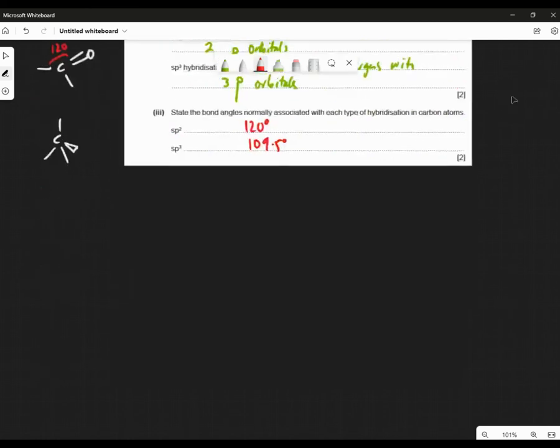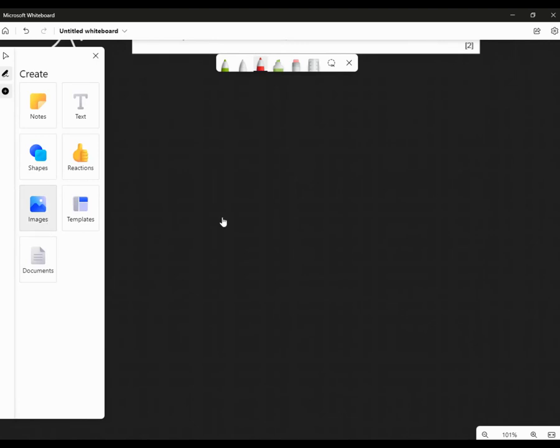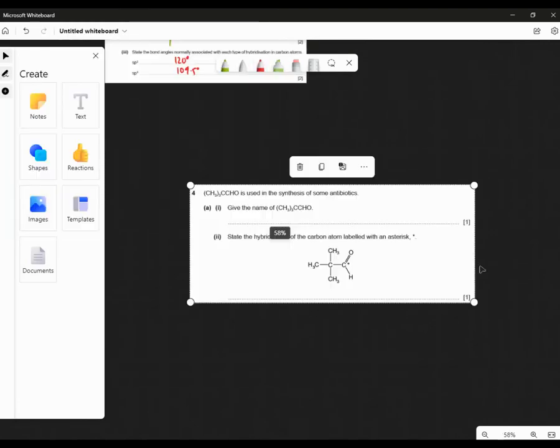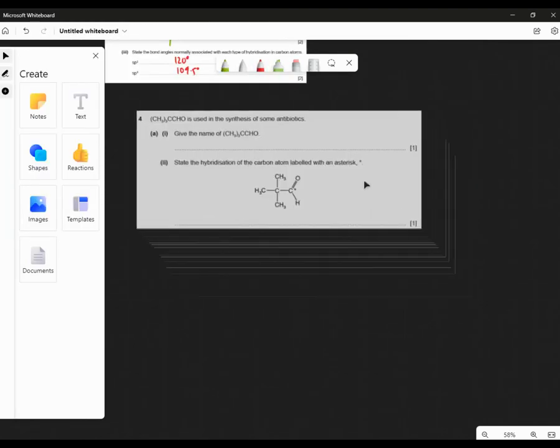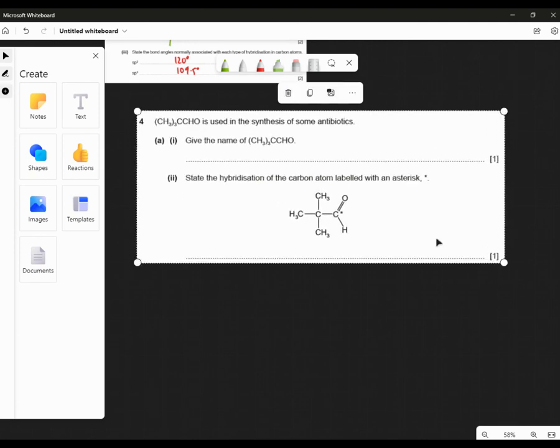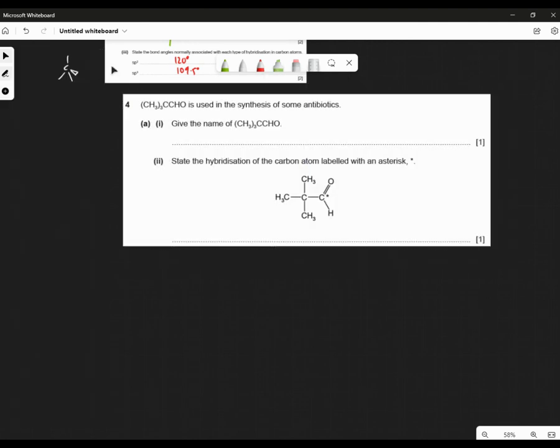I've got a couple more questions, so I hope you get that one. Let's have a look at the next one. Images, question 2. This one looks nice, I think. Never get fazed by these. They're not hard, I promise you.